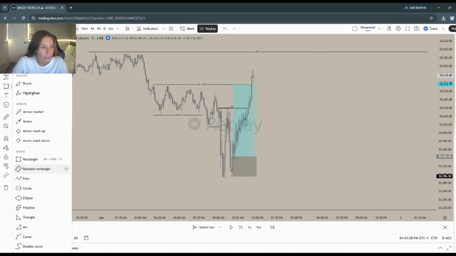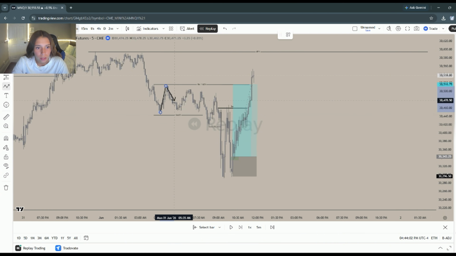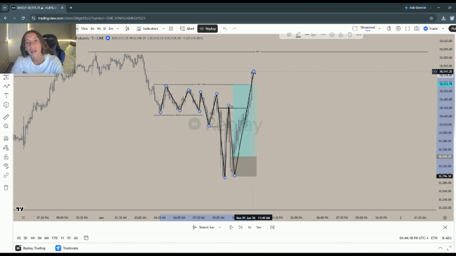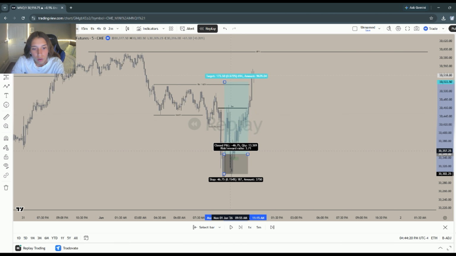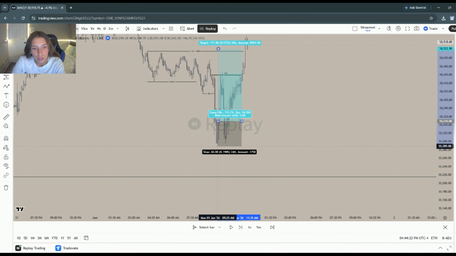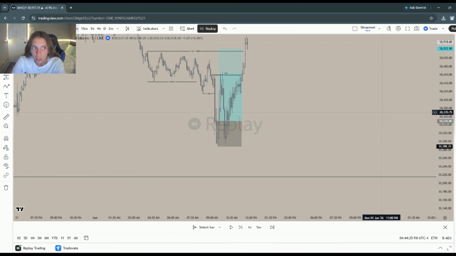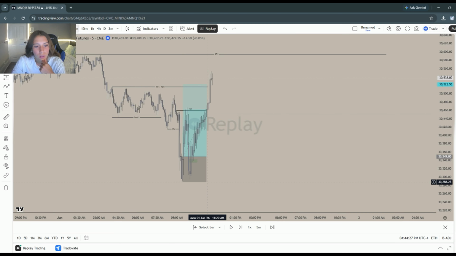It's literally just an AMD model, and I teach this in my Discord. Anyone in there would have taken this and seen we got our accumulation, we got our manipulation lower, and then I guess we manipulated again, but we got our distribution after. Even if you had entered over here, if your stop loss was at the low, which it should be, it still would have hit TP. It just depends how you took it.